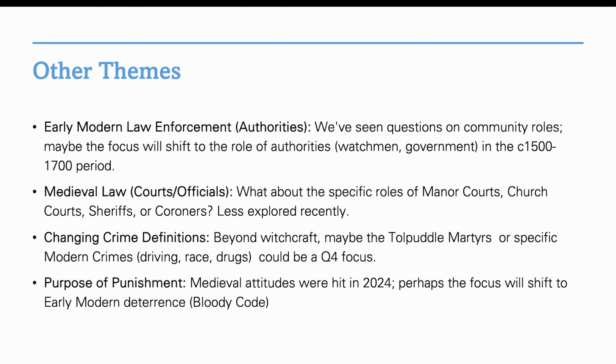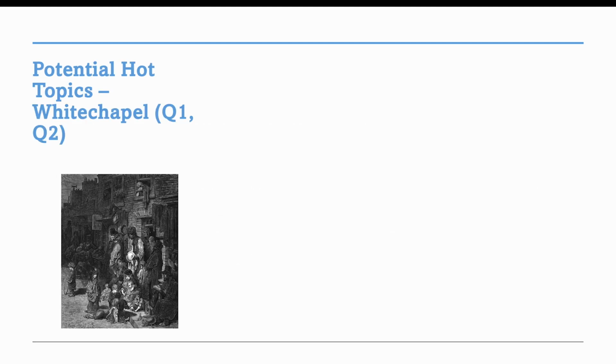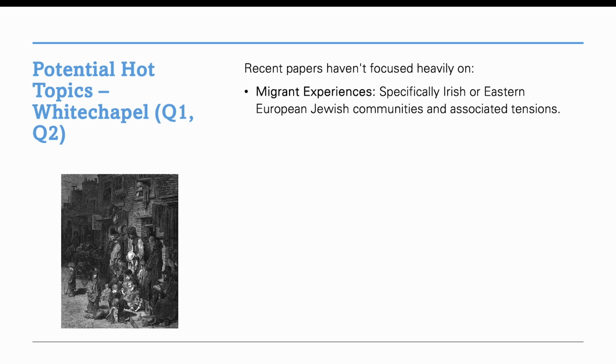When it comes to the Whitechapel section, there are a few areas we think could be hot this year, simply because they haven't been the focus of recent exam papers. Focus on migrant experiences. Keep an eye out for questions on Irish or Eastern European Jewish communities. The examiners might test your understanding of how immigration created tension in the area.